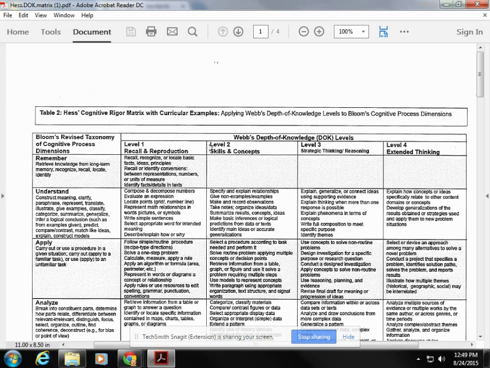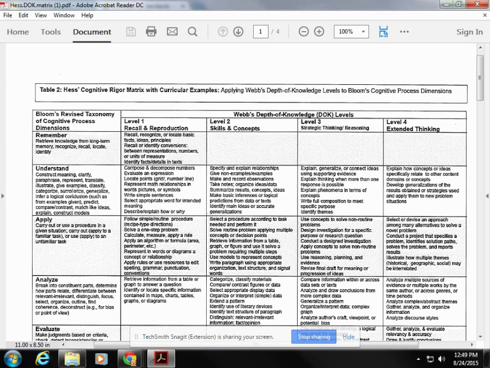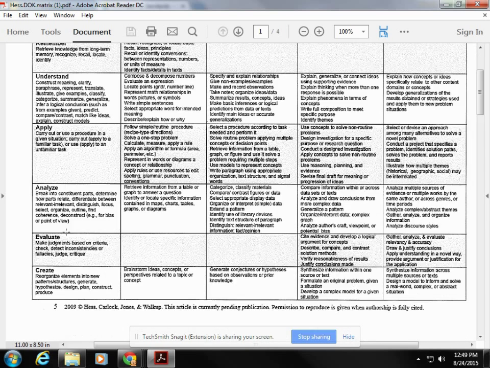So at the top of the matrix, you see the 4 levels of depth of knowledge, levels 1 through 4. You have recall and reproduction, skills and concepts, strategic thinking, reasoning, and extended thinking. And then on the left column, you see Bloom's revised taxonomy. And again, they go from remember all the way up to create.